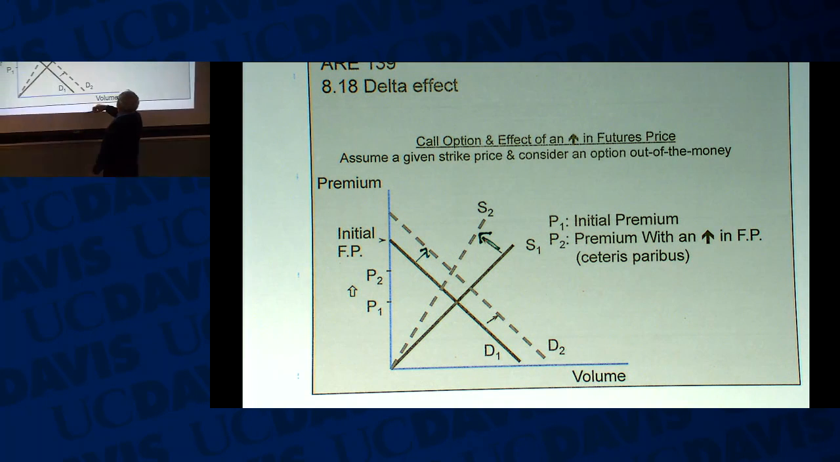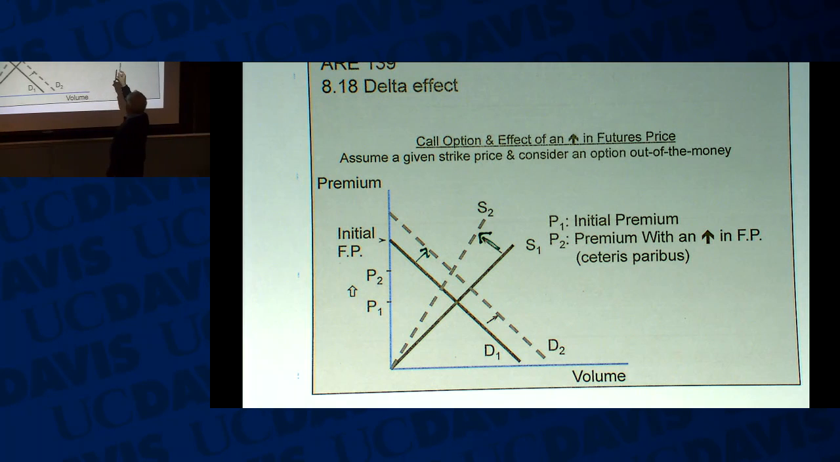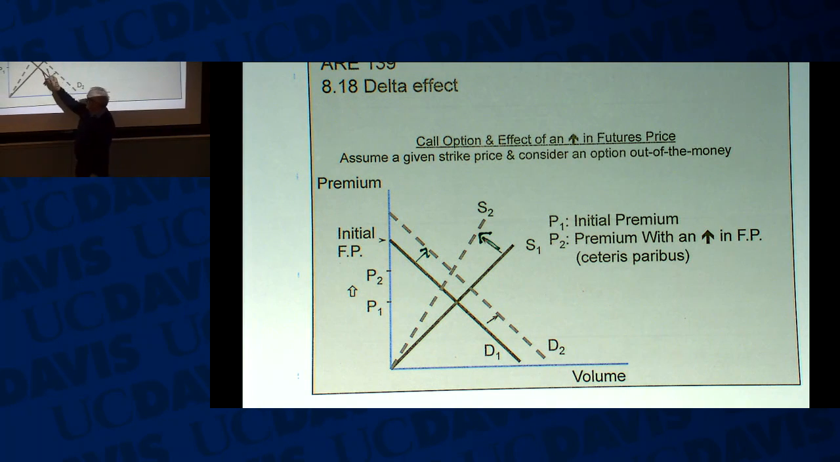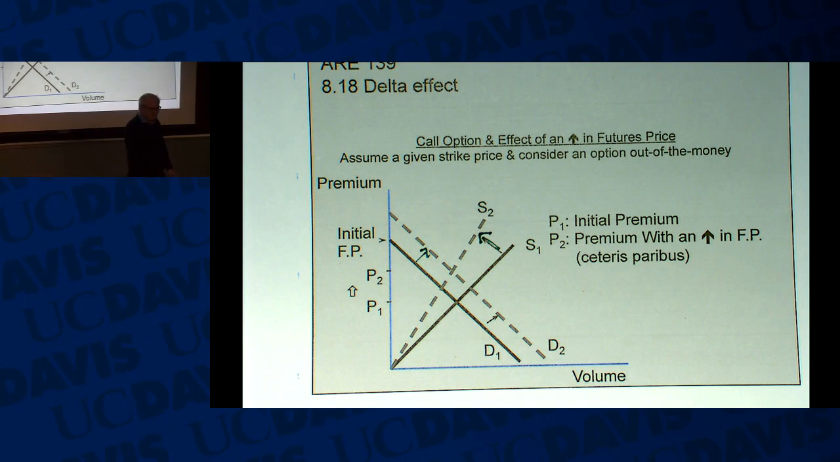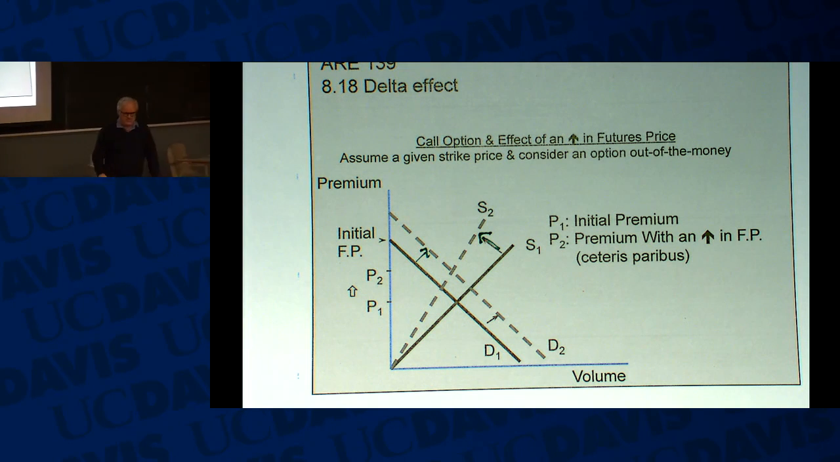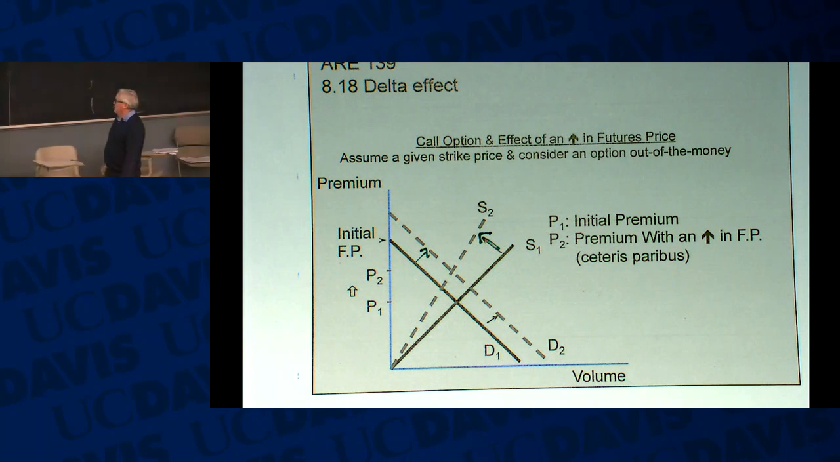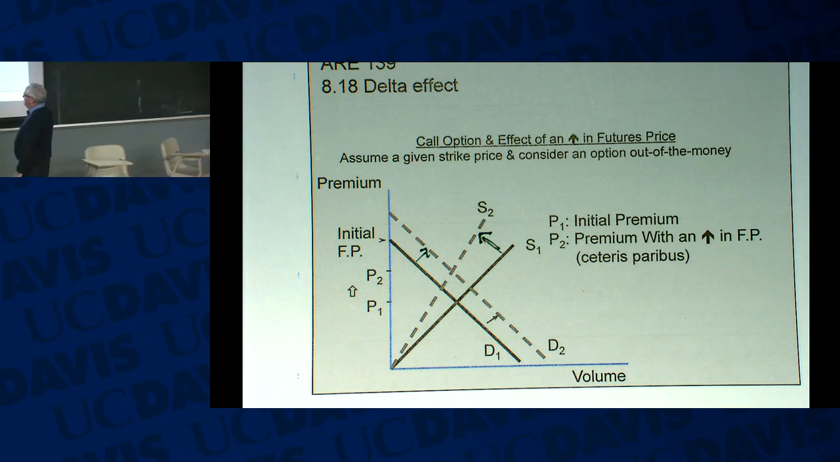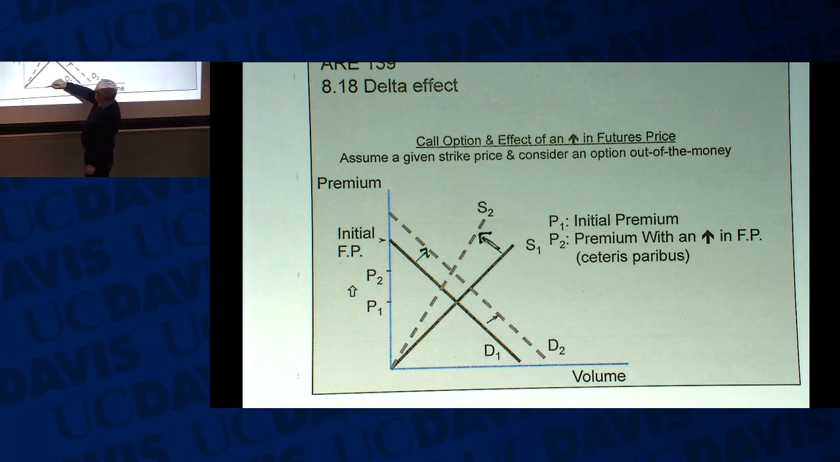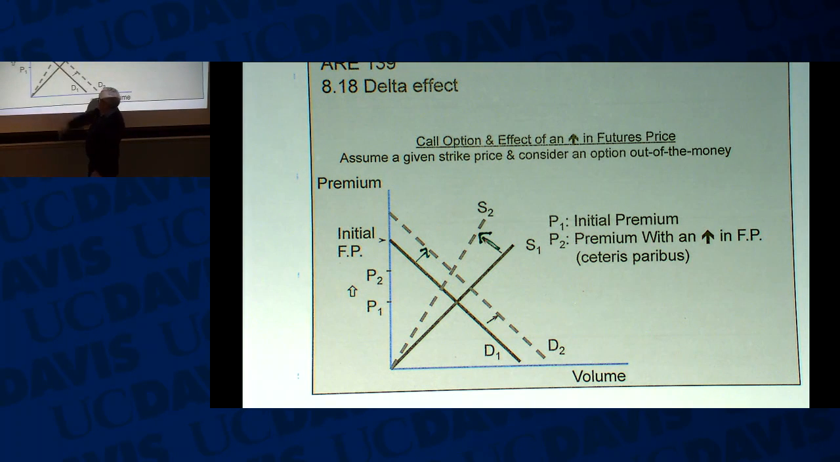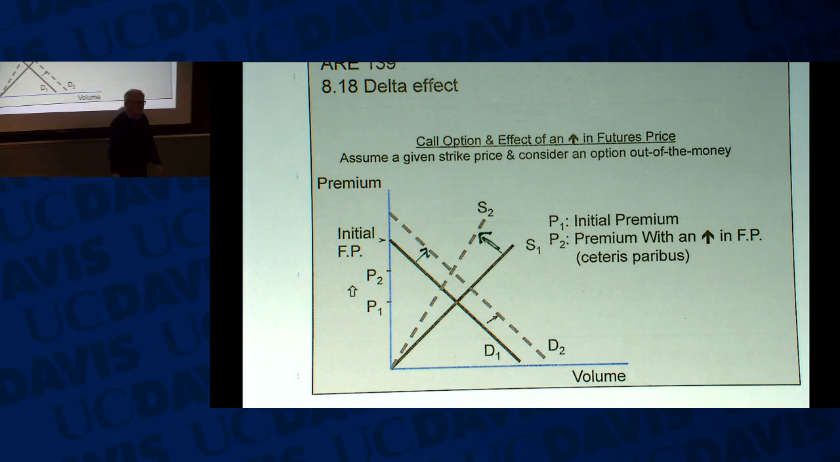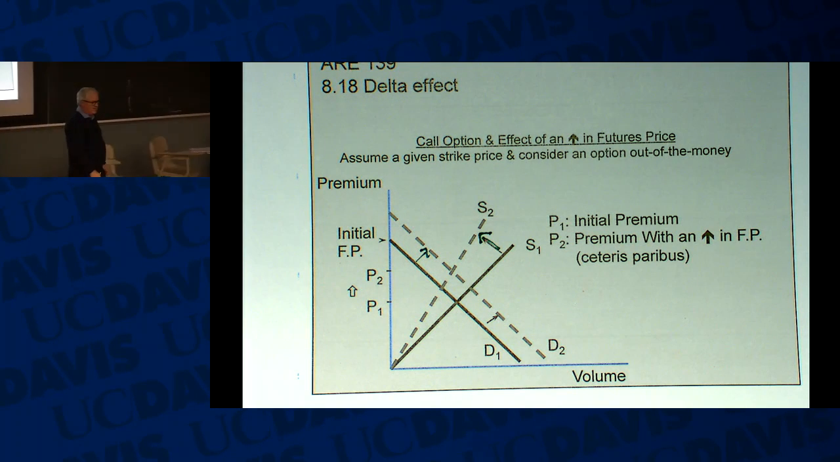And the supply curve, so what I've drawn here is an option that's out of the money, so we're only talking about the time value. The supply curve is also going to rotate to the left, and what does that mean? It means for any given volume of options, the seller of the option is going to charge a higher price.